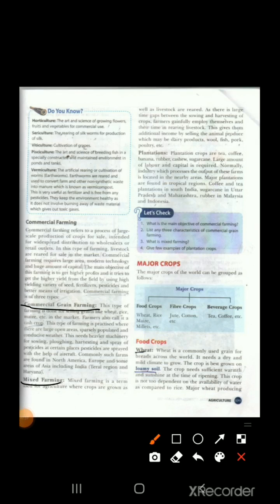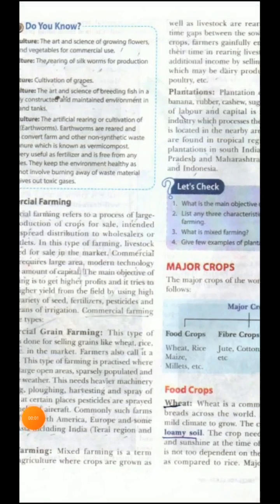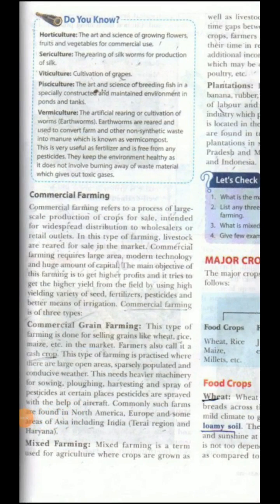Now commercial farming is divided into three categories: commercial grain farming, mixed farming and plantation. Now what is commercial grain farming? In this type of farming, food grains like wheat, rice, maize, etc. are grown on a large scale. Only grains are grown on a large scale, and it is practiced in the temperate grasslands such as the prairies of North America and the steppes of Eurasia.